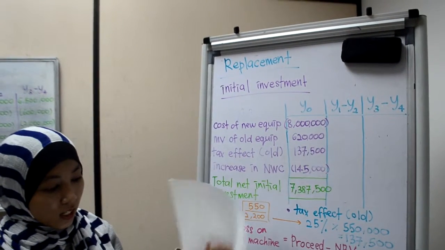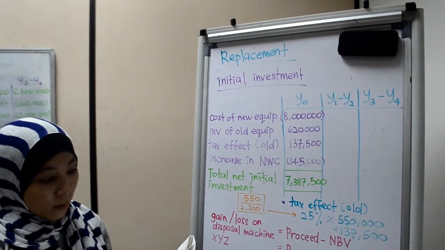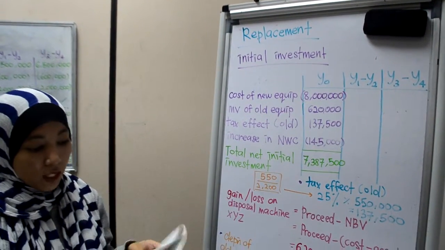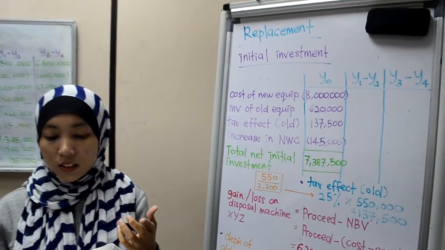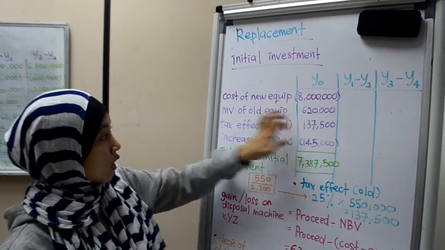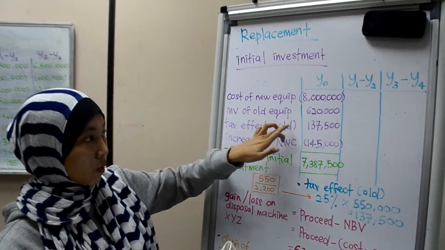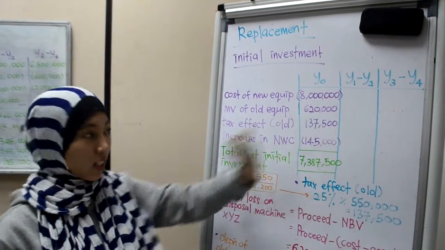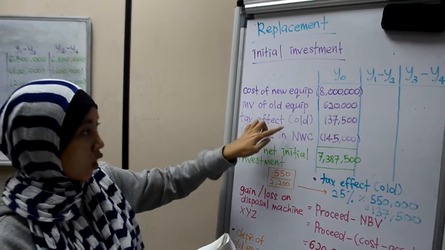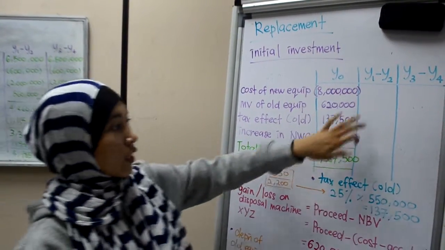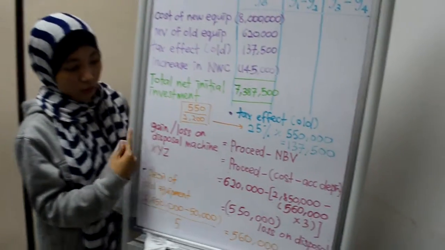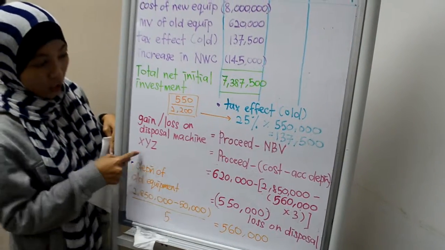Okay, it is stated in information number 3, where if the new machine is purchased, meaning the old machine can be traded in for 620,000. So this is why, meaning you can sell this old equipment for 620,000. Okay. The third one is the tax effect, which is the tax effect of old equipment. Okay, how you derive this value is basically first you have to get the gain or loss of disposal machine. The machine meaning the old machine.